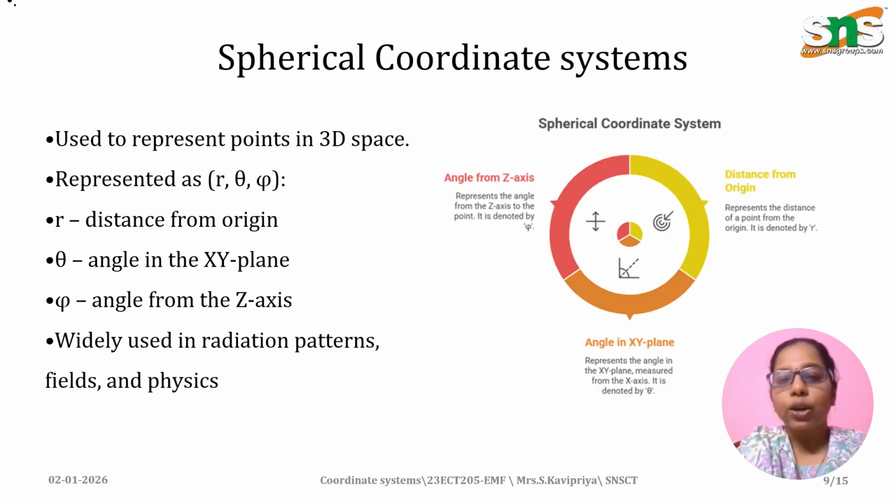And next is the spherical coordinate system. It is also a 3D description of a point. It is represented as (r, theta, phi), where r is the distance from the origin, theta is an angle in the xy plane and phi is the azimuth angle. It is widely used in radiation patterns, electromagnetic fields and physics.